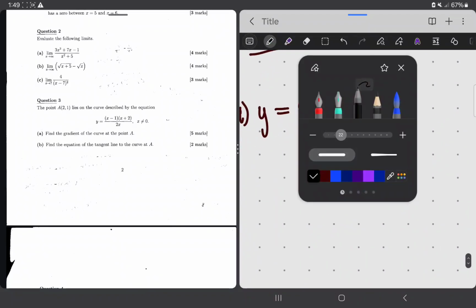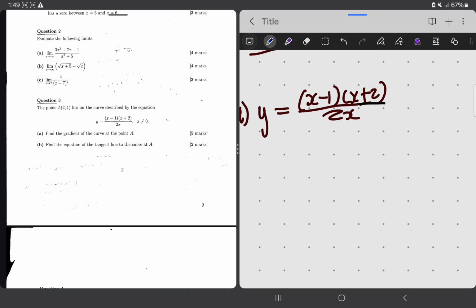So here we see the things that are dividing, so we're going to use the quotient rule. But first, for me to be able to do the quotient rule, we have to simplify the top and just make it a polynomial. How do you do it? By expanding this. So what is this going to become?